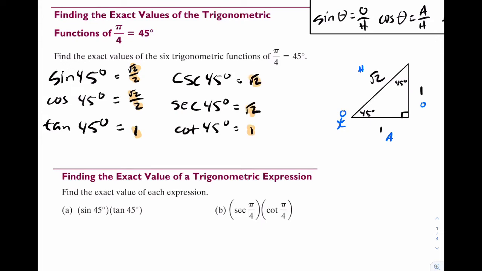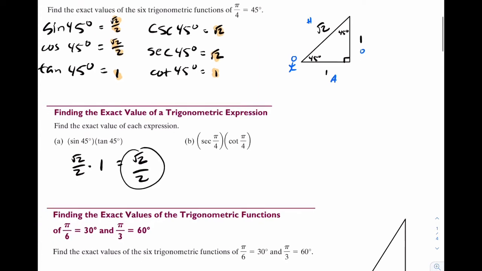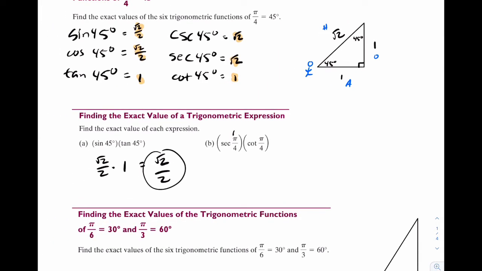Not too bad. Now we're going to use that table to answer these questions. Sine 45 times tan 45. We'll look at your triangle or the table. Sine 45 is root 2 over 2. Tan 45 is 1. Multiply them together, you get root 2 over 2. Next one, secant pi over 4. Recall that's just 45 degrees, so it might be easy to just think of it that way for now. So secant of 45, that's just root 2. Cotan of 45 is 1. The answer is root 2.